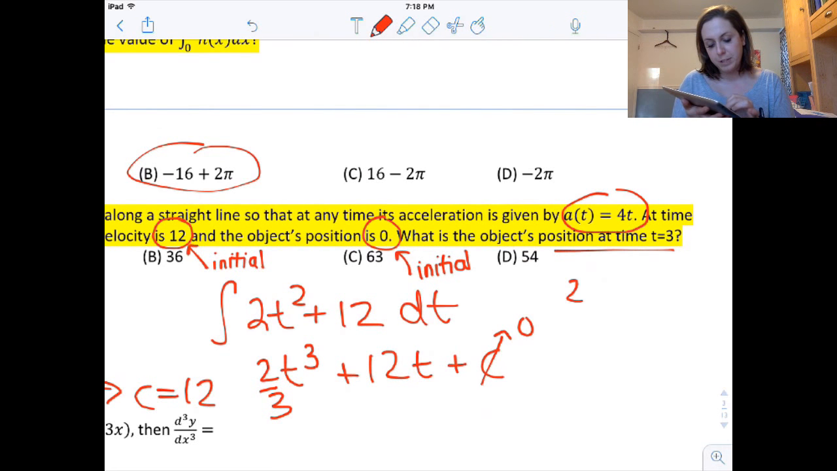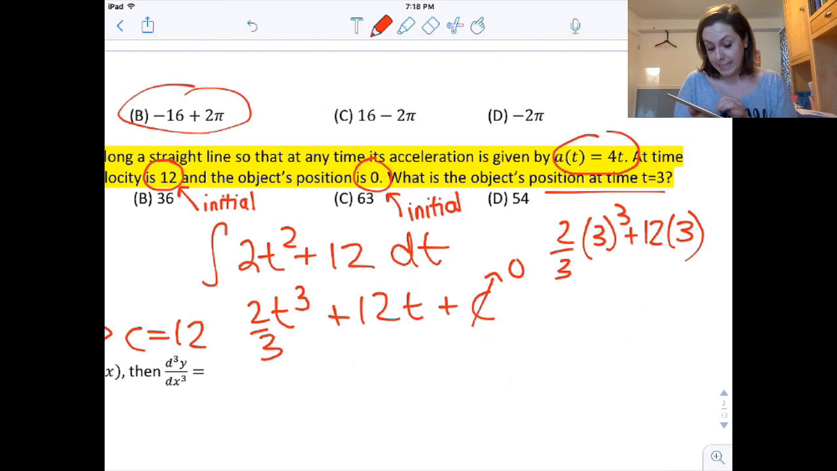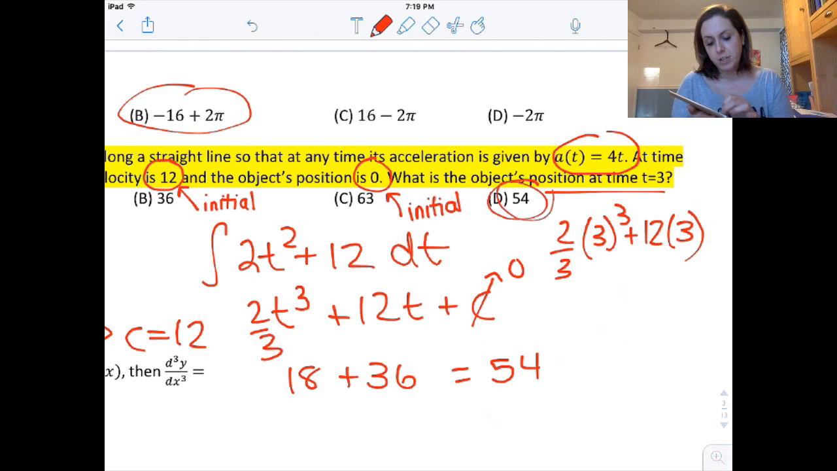If I want my position at 3, I'm going to plug into this. So it's 2/3 times 3 to the 3rd, plus 12 times 3. 2/3 times 27 is 18, plus 12 times 3, which is 36. So that is 54. The position should be 54.